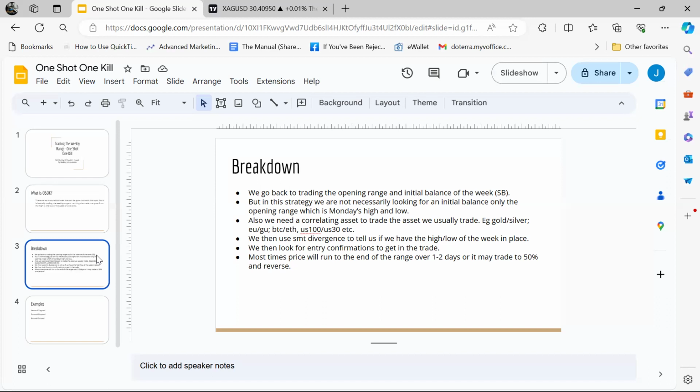So after having that confirmation and having gotten into our entry, it's always best to look to take something off the trade at least 50% of the range. So what you'll find is that sometimes price will reverse after getting to 50% of the range and then go back in the other direction. But most times what you'll find is that price will run to the other end of the range, which is the high or low of that weekly candle, and will give you a full range trade.